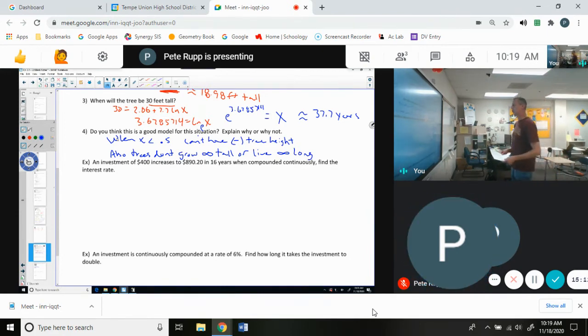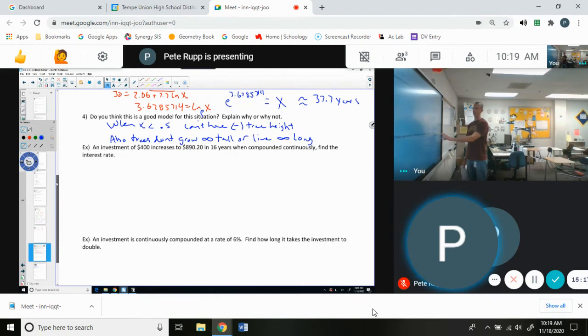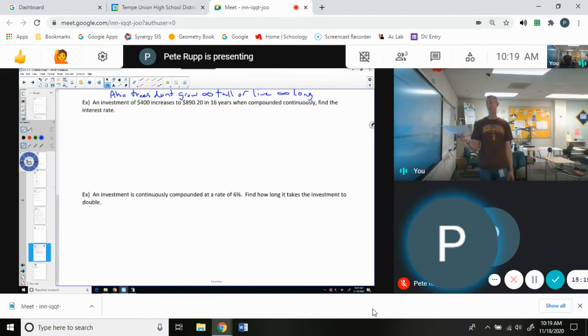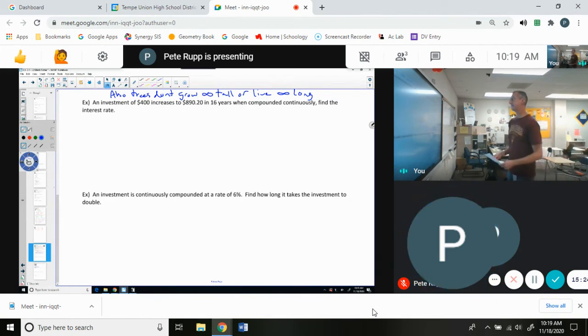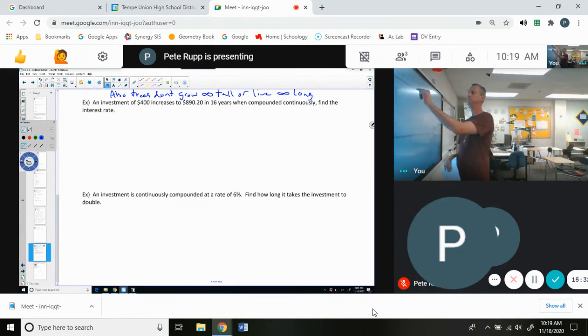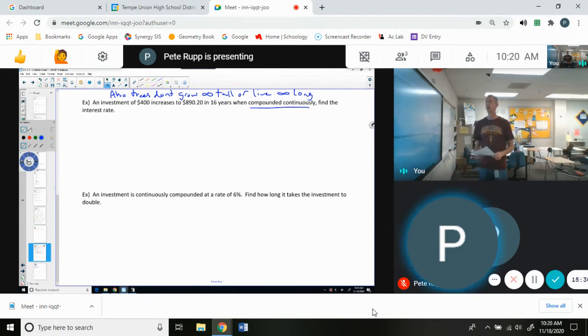Okay, so that's an example of how to model data, how to use your calculator for the regression models. You're also going to have several problems like these next couple here on the test. It says an investment of 400 increases to 890.20 in 16 years when compounded continuously. Find the interest rate. So first thing is these keywords right here. Compounded continuously means we're going to use the PERT formula.